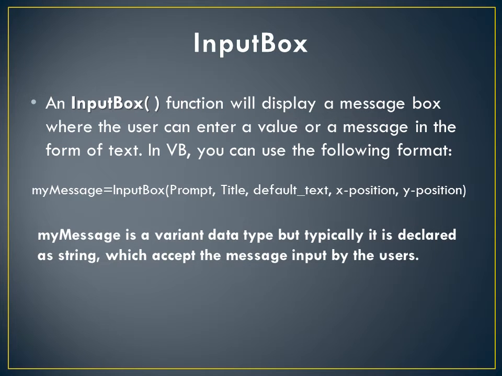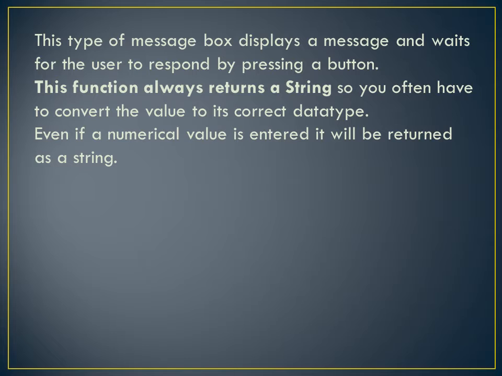So my message is a variant data type which we need to declare as a string so that it will accept a message or an input from your user. Now, this type of message box displays a message and waits for the user to respond by pressing a button. This function always returns a string, so you often have to convert the value to its correct data type. Even if a numerical value is entered, it will be returned as a string.